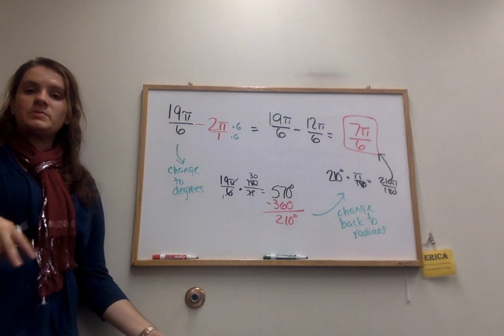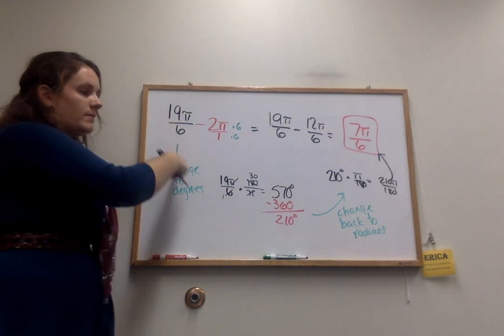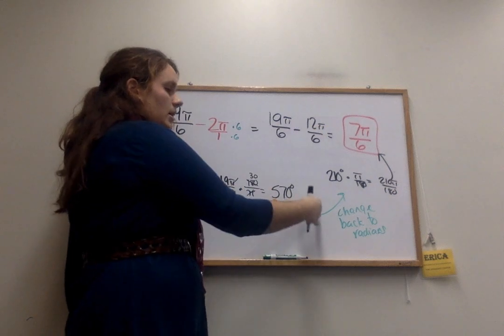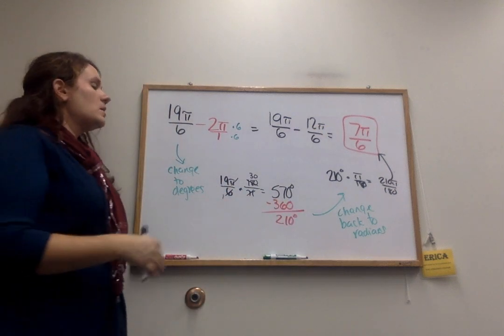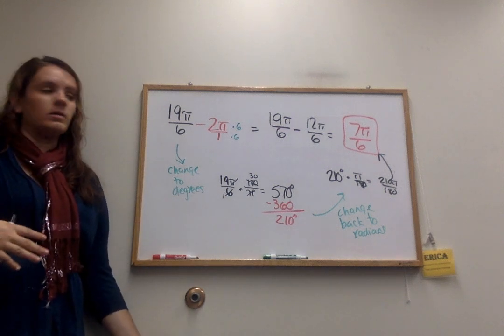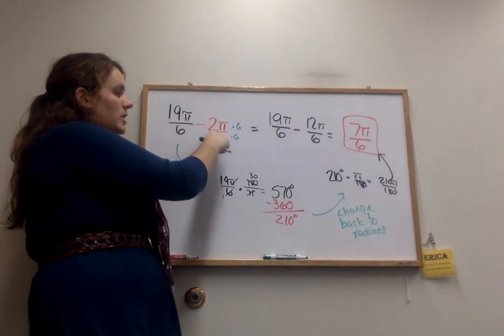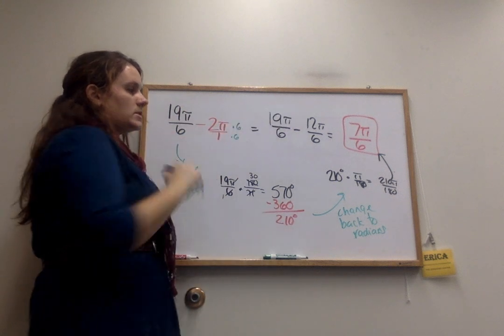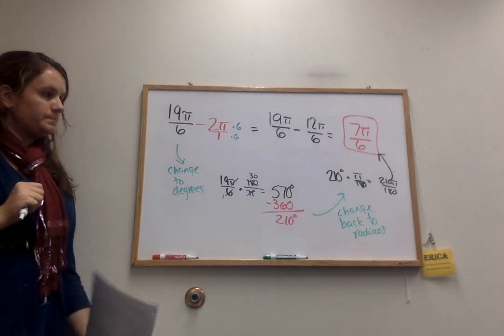So it's up to you which method you want to take. This is obviously a little bit longer just because there's a couple of extra steps with converting. But a lot of people don't like working with fractions or radians in general. So you can either subtract by 2 pi or you can go through the process of changing one into the other. Okay.